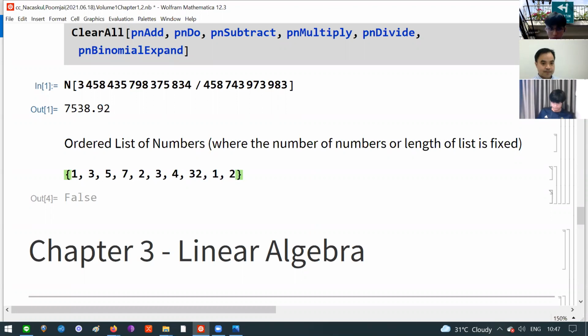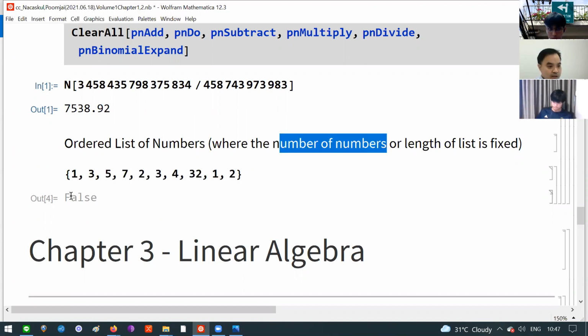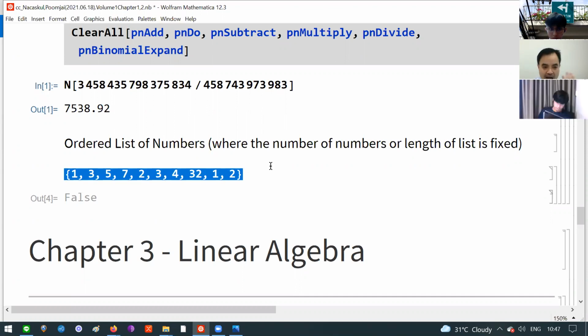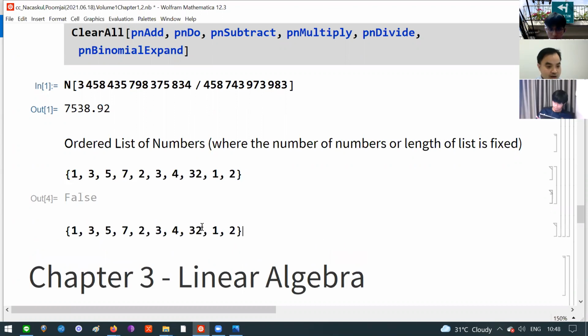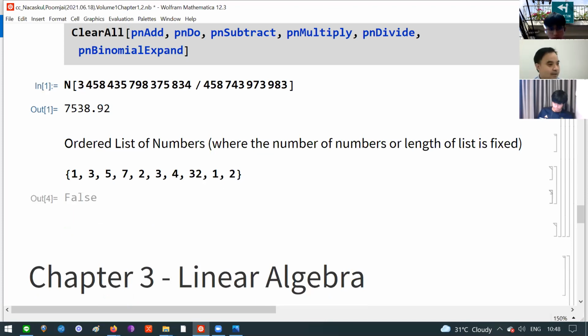Now, if I did this, I have to make sure I specify the number of numbers: 1, 2, 3, 4, 5, 6, 7, 8, 9, 10. So there must be 10. Every time I'm talking about this thing, I must have 10. I can't talk about this and then go on and talk about this as if they are a similar kind of thing. It has the same structure, but it's not.